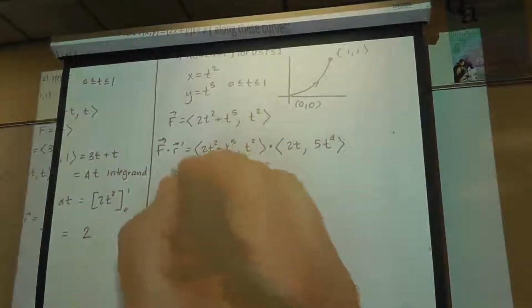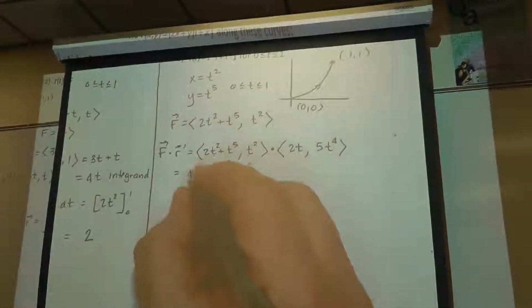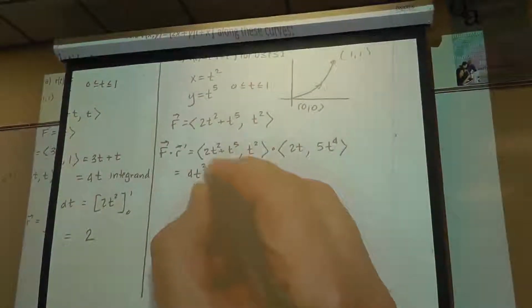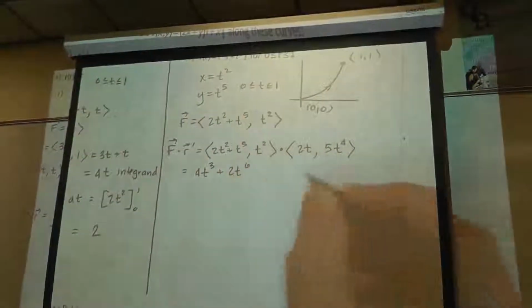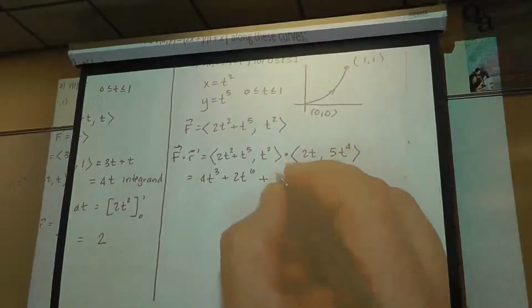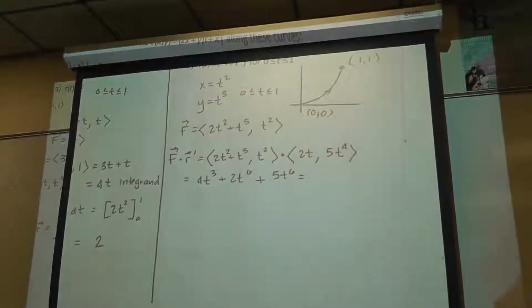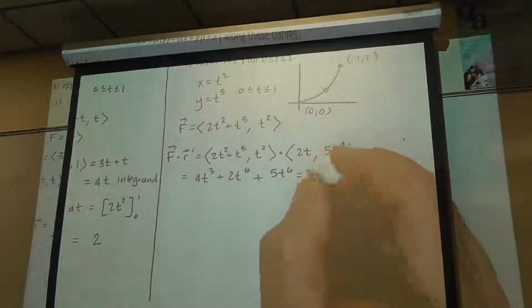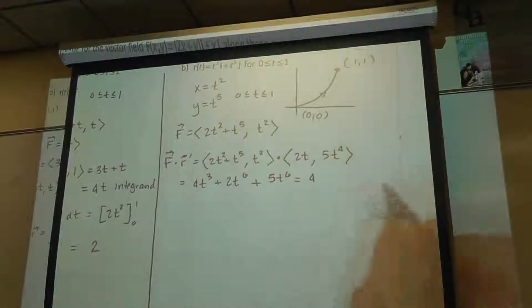So in this case, i times i, distributive property there, is going to be 4t to the 3rd plus 2t to the 6th. And then, multiplying the j components together, plus 5t to the 6th. So in this case, you got a whole different looking function for your integrand. It's not necessarily harder. It's just a different path, different x and y expressions, different integrand.